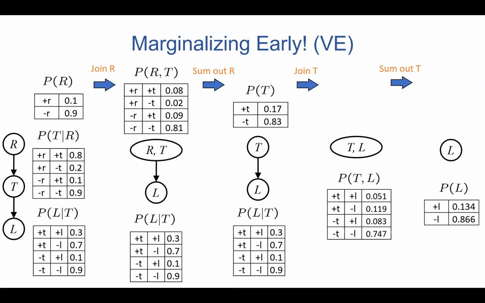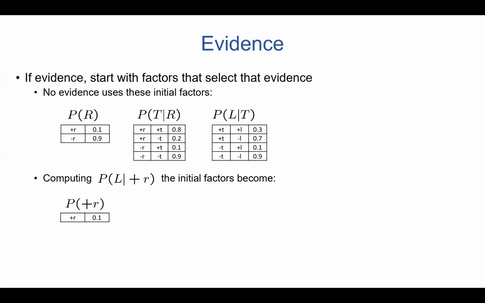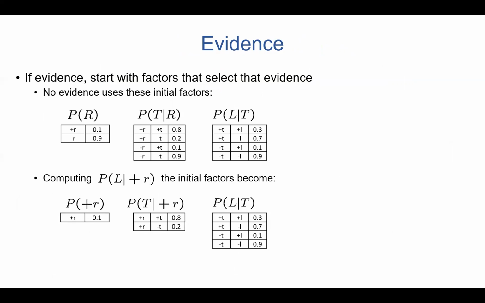That's the good thing about variable elimination. No matter the order in which you join and eliminate variables, it is going to give you the same result. By the way, you can also do join and eliminate with the evidence. If you have the evidence, all you have to do is look at it. Suppose that now you have to compute the distribution of L given +R. All you have to do is take only those rows where the evidence is, and then perform these join and eliminate operations.